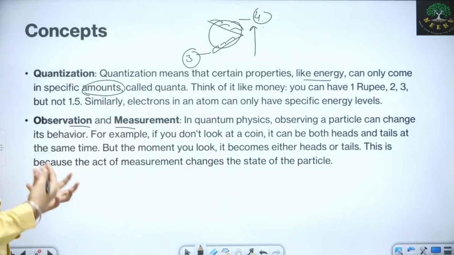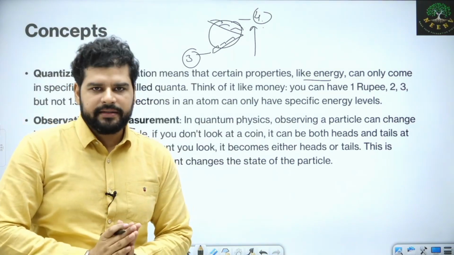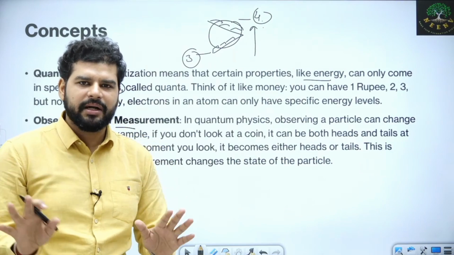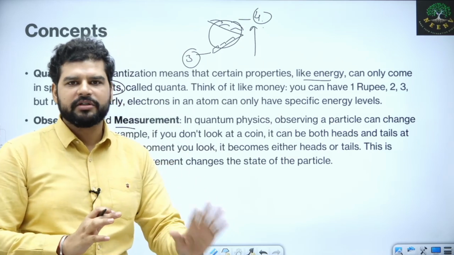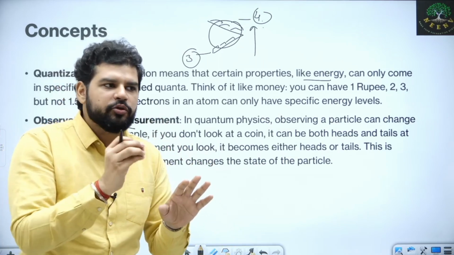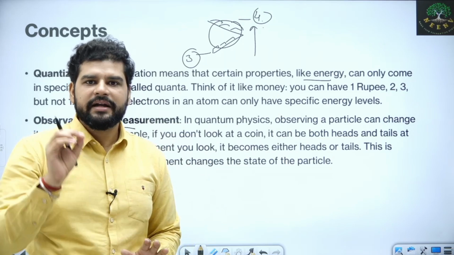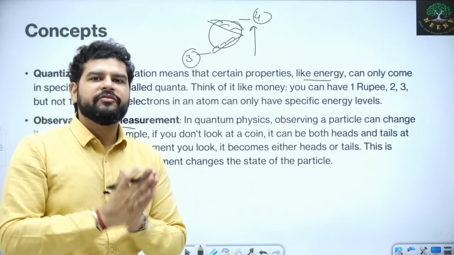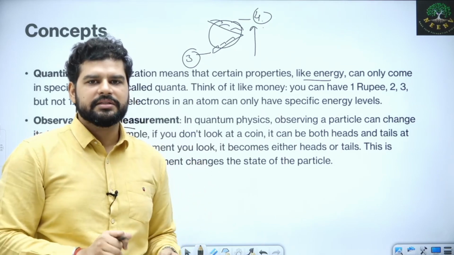Observation and measurement. Now this is what I was talking about, which is very confusing. Let's say a particle is in a quantum state. That state is called superposition or entanglement. It doesn't matter right now. In that state you cannot observe it because it exists in a probability. Now when you observe it, when you try to find it, it becomes stable at a place. And when something is stable at a place, when it is predictable, it becomes classical. So after observation, the quantum state collapses and it turns into a classical state.